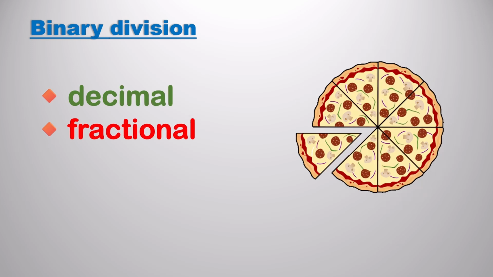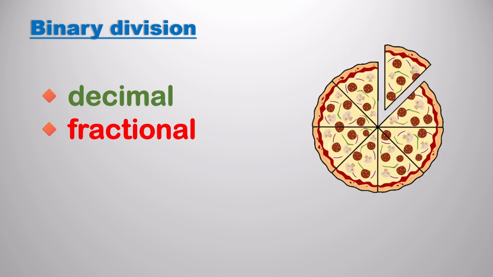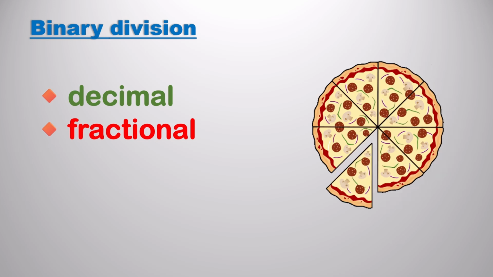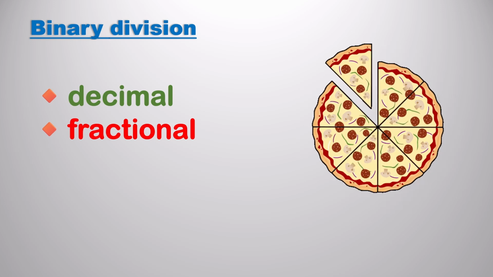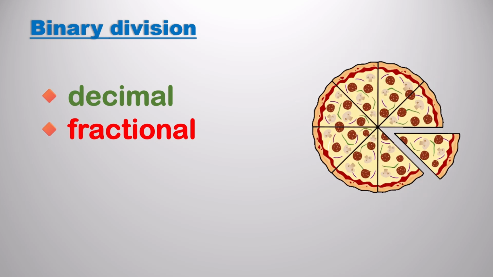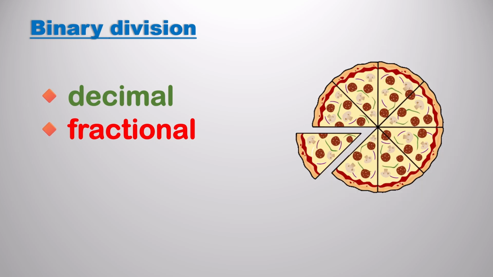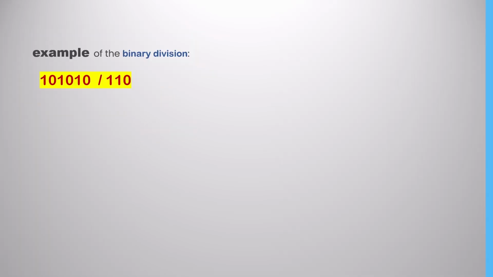As I said, we are going to discuss decimal and fractional types of divisions. So let's see some examples based on decimal divisions, fractional divisions and normal divisions as well, in binary bits only. Let's see an example of a binary division. Suppose we have been given this example to solve: 101010 divided by 110. So we have to divide and show what the final output is.